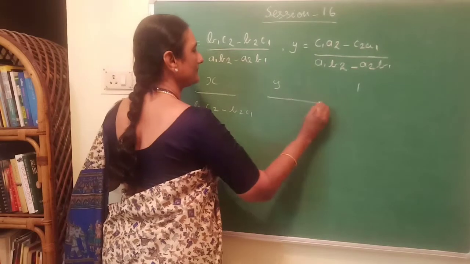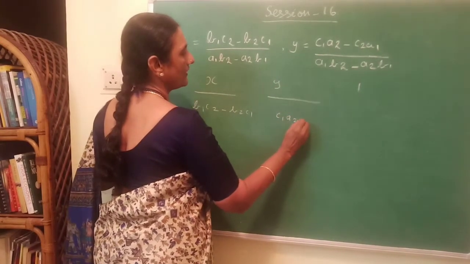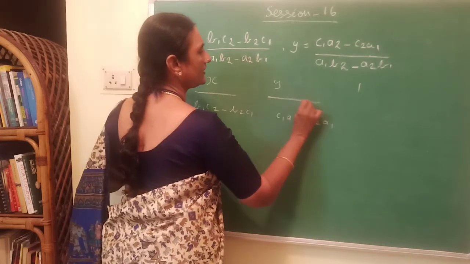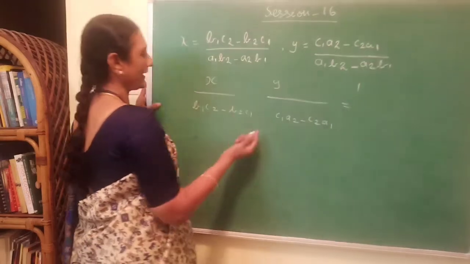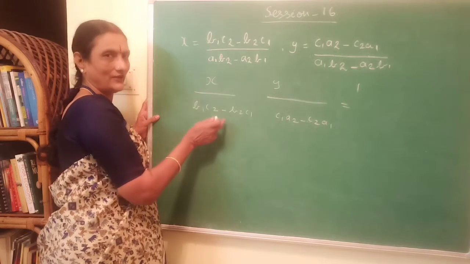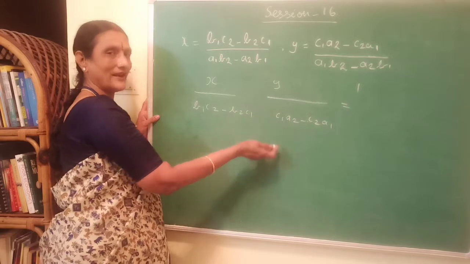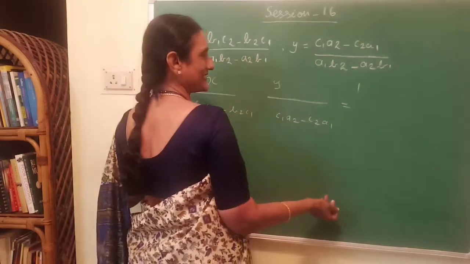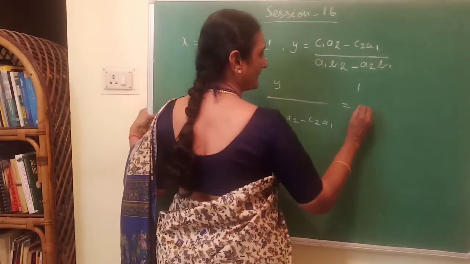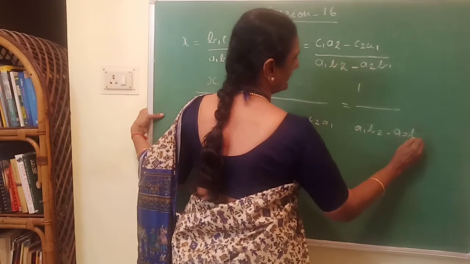Then below y, you write c1 a2 minus c2 a1. Again, you will have a doubt how to write this. When you are writing below x, you should not include a1 and a2. When you are writing for y, you should not include b1 and b2. For the constant, you should not include the constant. Write only a1 b2 minus a2 b1.